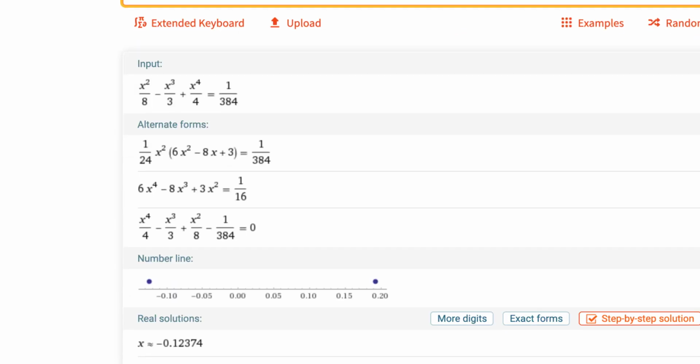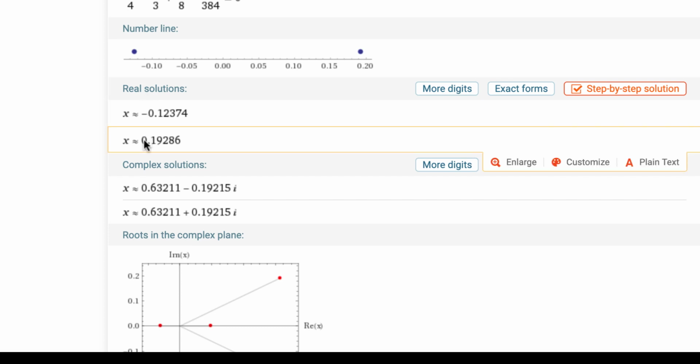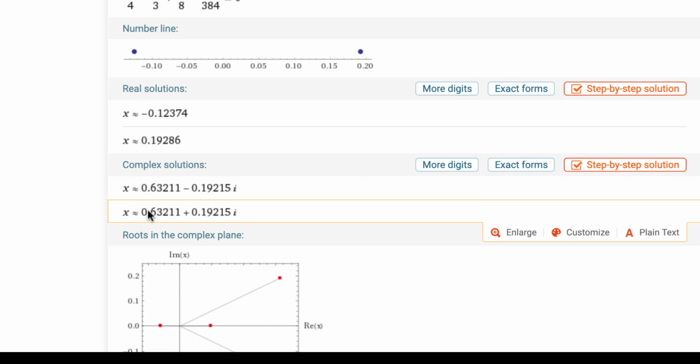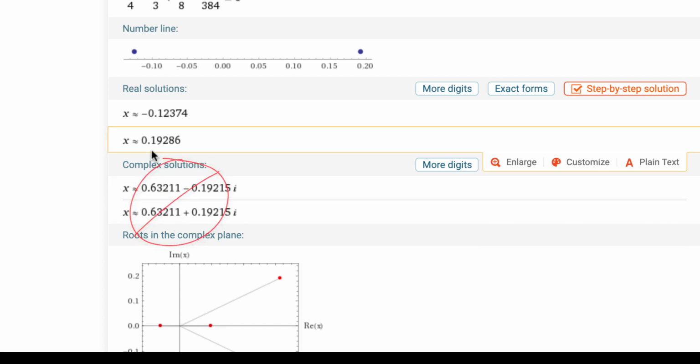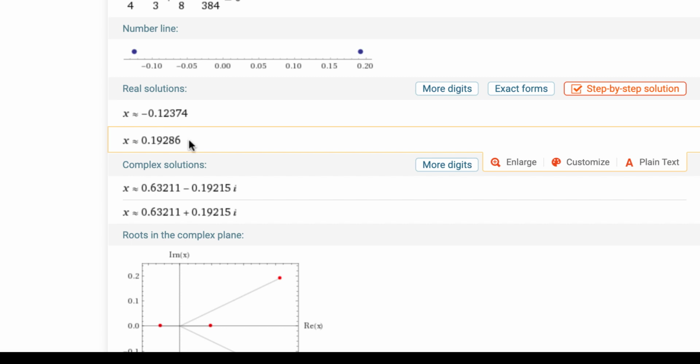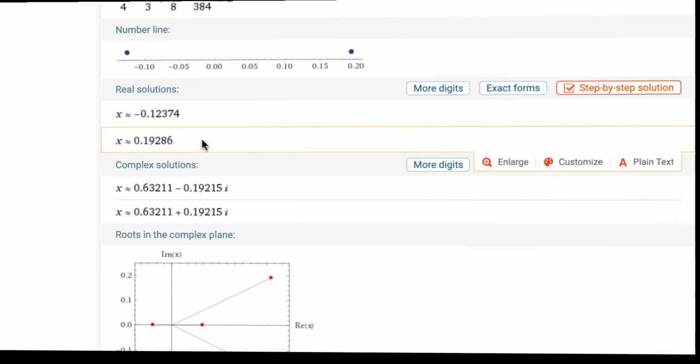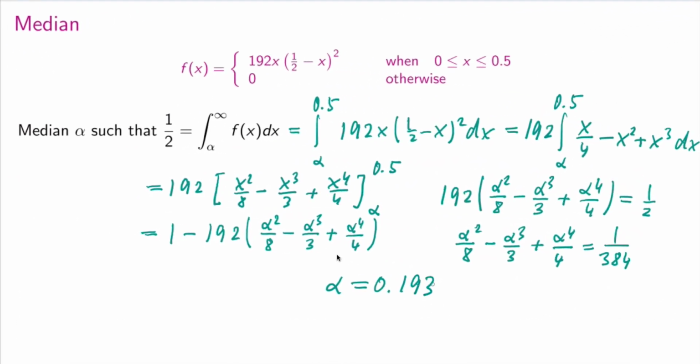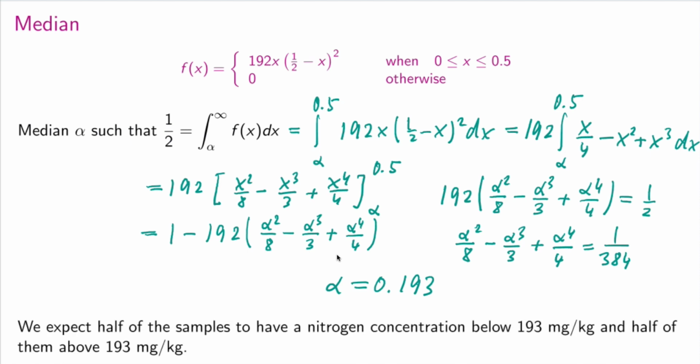Let's see, I have to scroll up a bit. So then here are real solutions 1 and 2, and then there are complex solutions 1 and 2. I'm not interested in complex solutions, but I'm interested in real ones. I have a negative one and a positive one. Now the negative one doesn't make any sense. We don't have negative nitrogen concentration, so the real important answer is this one, 0.19286. So rounding, alpha is 0.193. This means for the median, we expect half of the samples we measure are below 0.193 gram per kilogram, and half of them are more than this number.